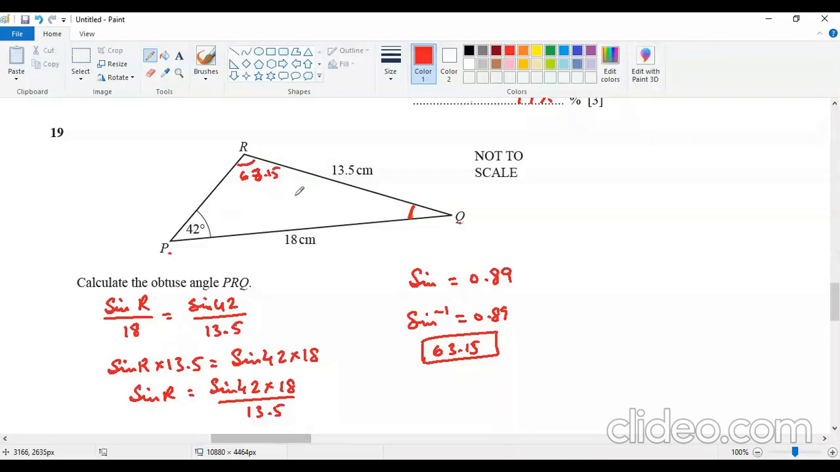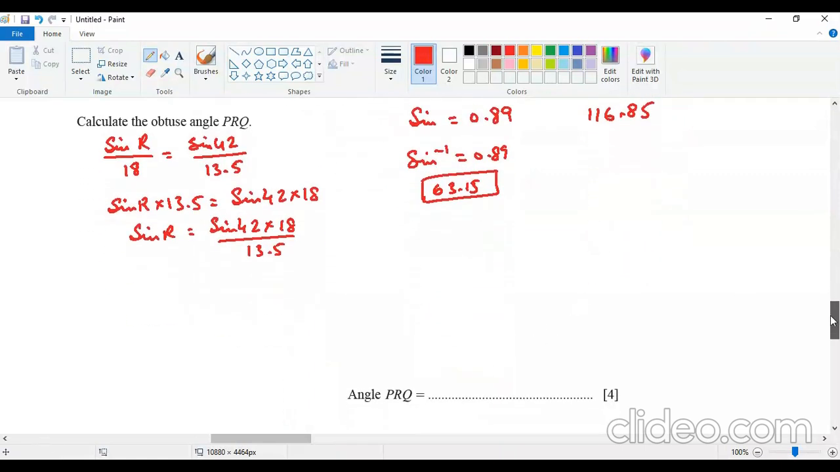When you add these two and subtract from 180, 180 minus 63.15 is going to give you 116.5. So this is going to be your final answer for this question.